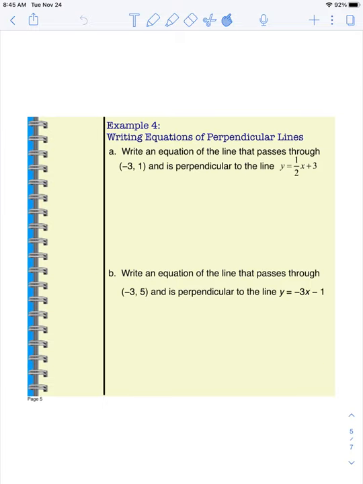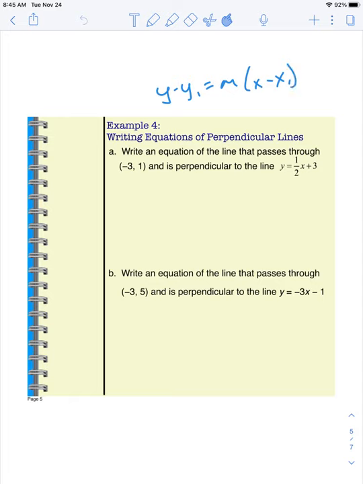All right, last example, we're gonna write equations of perpendicular lines. So first we're gonna figure out the slope, and then you can either use point slope form again, or you can plug in x and y and solve for b. So I'll write point slope at the top again, just in case we forgot it.